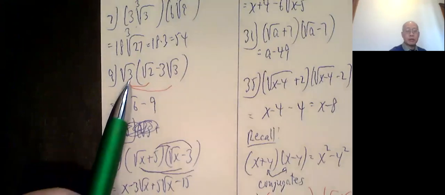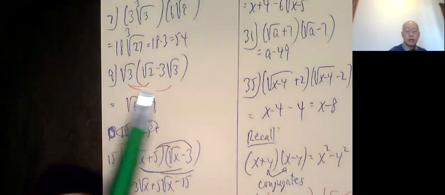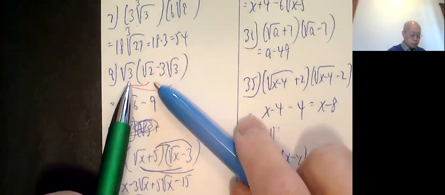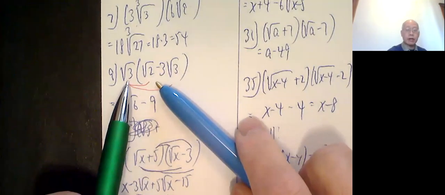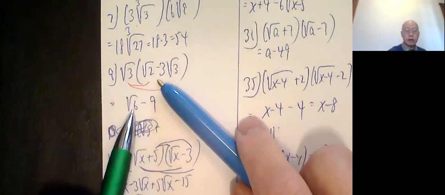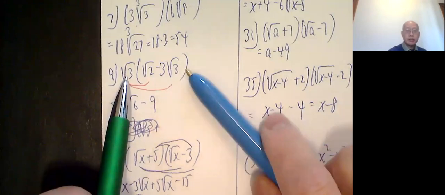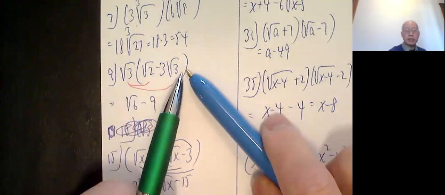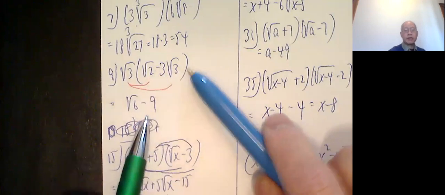Number 9 is distributive property. Radical 3 times that and times that. So these two, you're allowed to multiply them since they're both radicals. Radical 3 times radical 2 is radical 6. This times this, radical 3 times another radical 3 is 3. 3 times that negative 3 is a minus 9.